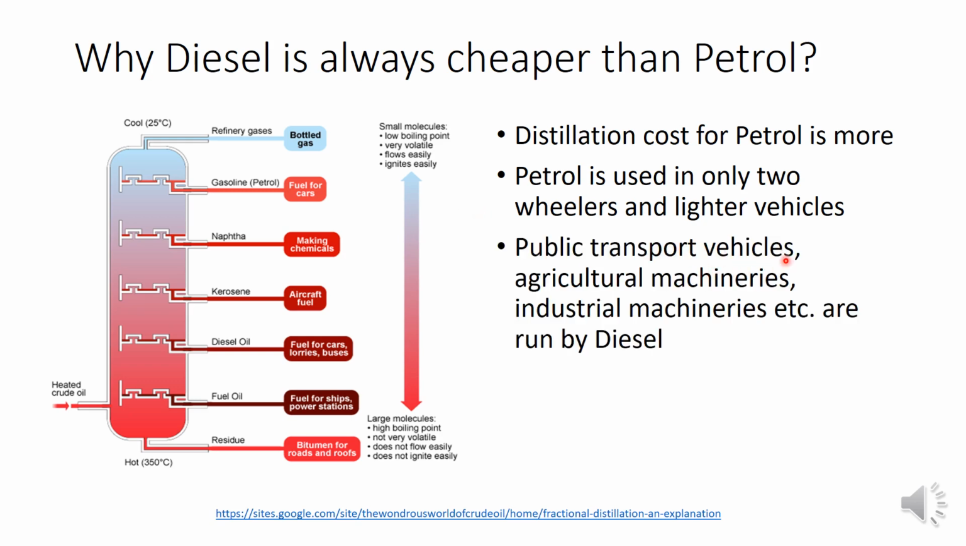For example, buses and lorries, heavy vehicles, and agricultural and industrial machinery are entirely run by diesel. So if you increase the diesel price, it is going to directly affect common people's lives. But petrol is limited to some two-wheelers and lighter vehicles only. So the government sets the tax for diesel lesser compared to petrol. So these two reasons contribute to the increase in price of petrol compared to diesel.